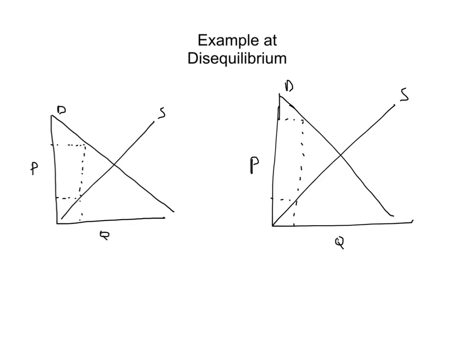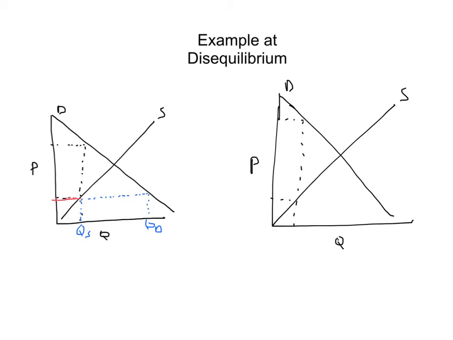Okay, the last two examples I showed you were producer and consumer surplus at equilibrium, but the market isn't always in equilibrium, so what happens then? Well, what if the price is this lower price, this price here? Now you know that at that price there's going to be a shortage. So that's quantity demanded, and this is quantity supplied at that price.